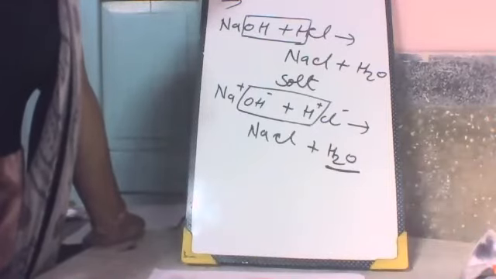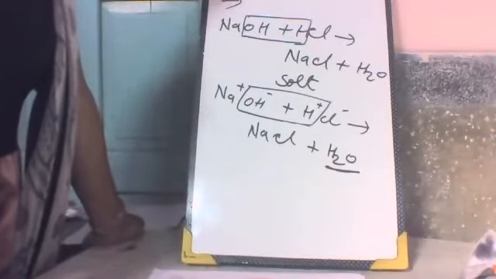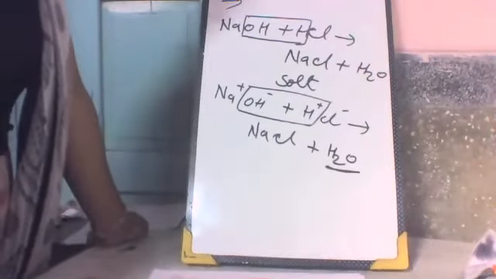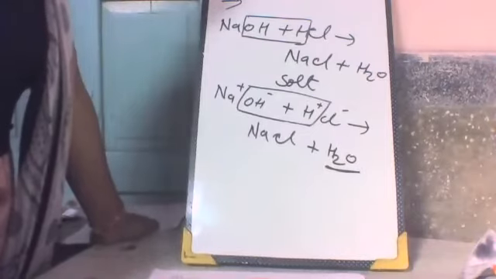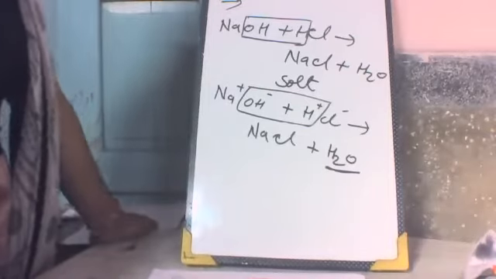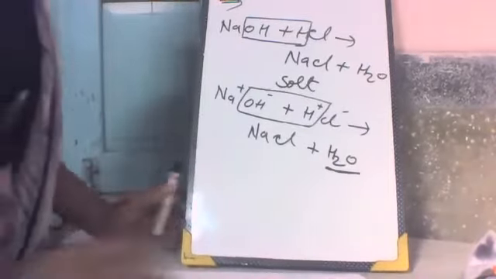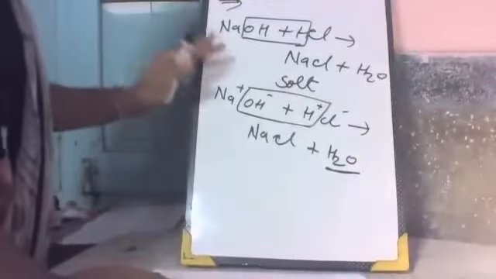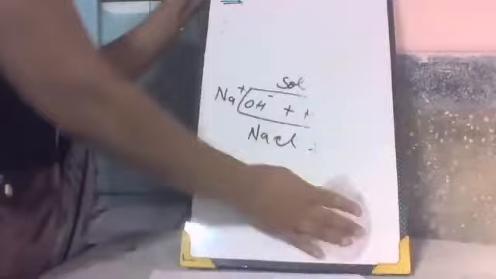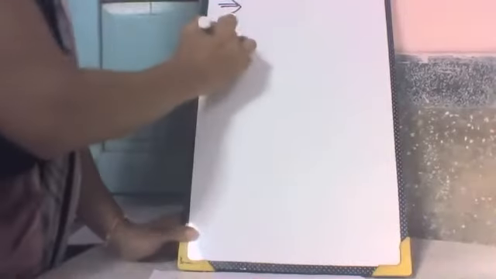Here are some more examples. In a neutralization reaction, a soluble base, alkali, or insoluble base reacts with an acid to form salt and water. The main thing is the product of a neutralization reaction is salt and water only. One reactant is acid and the other reactant is base.